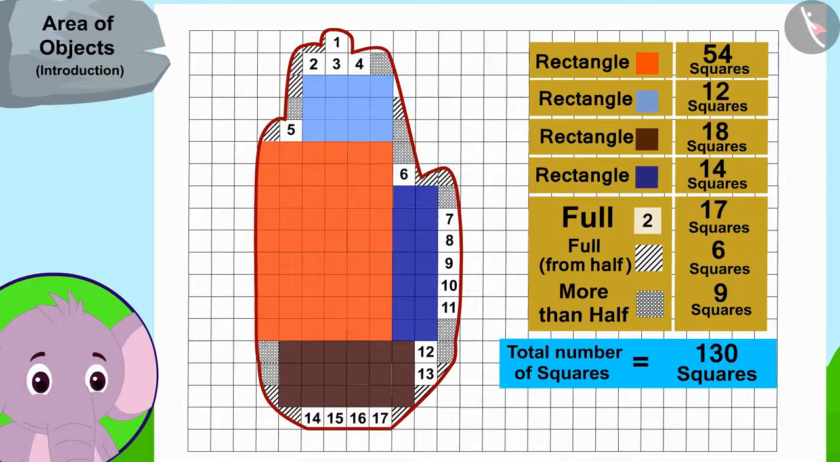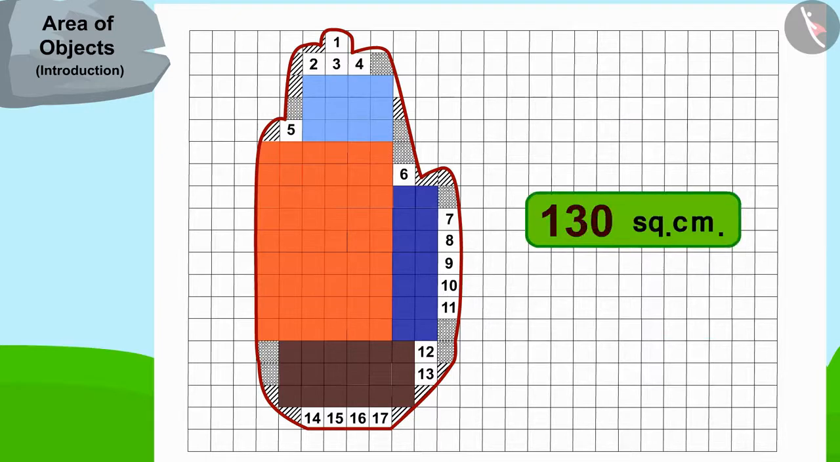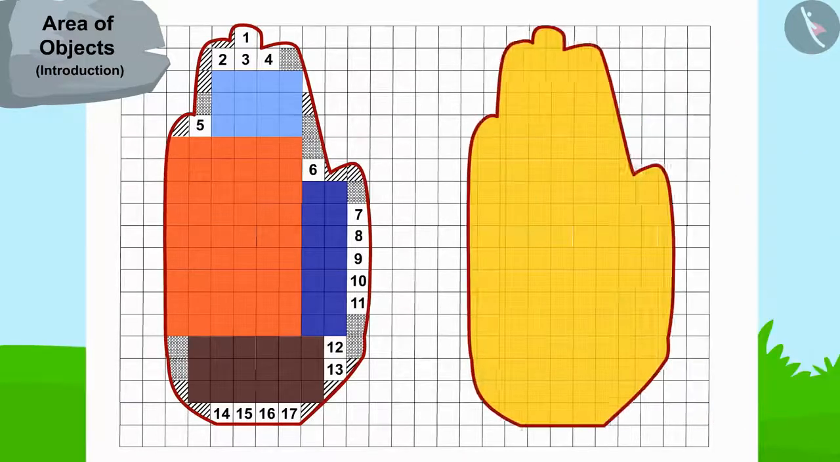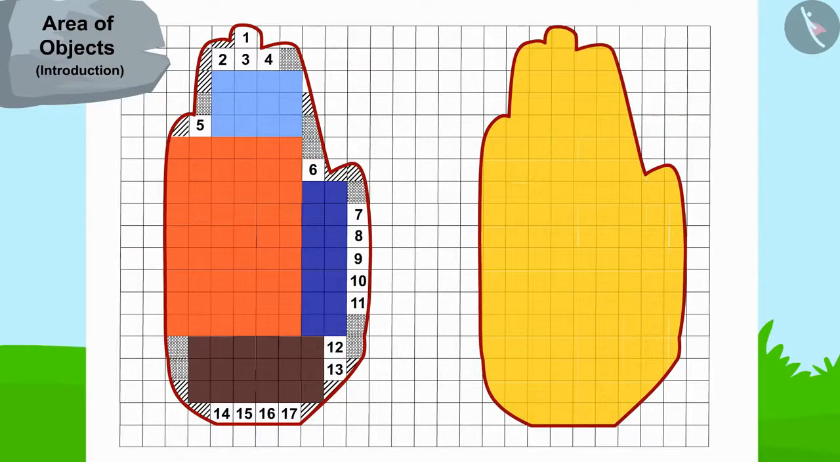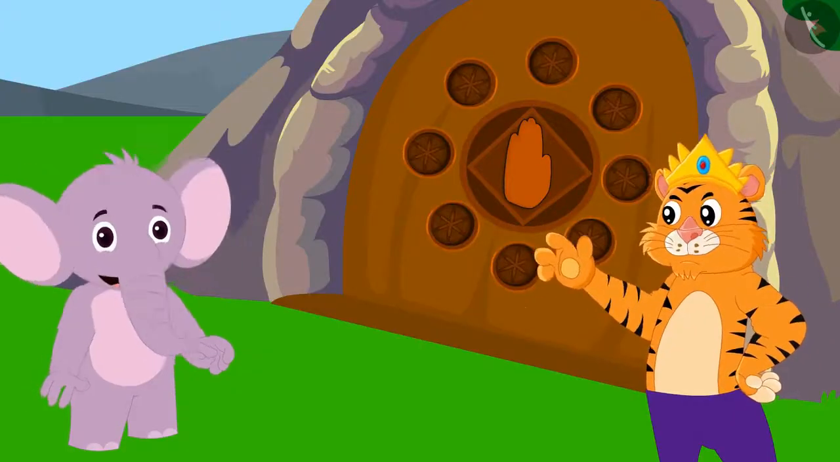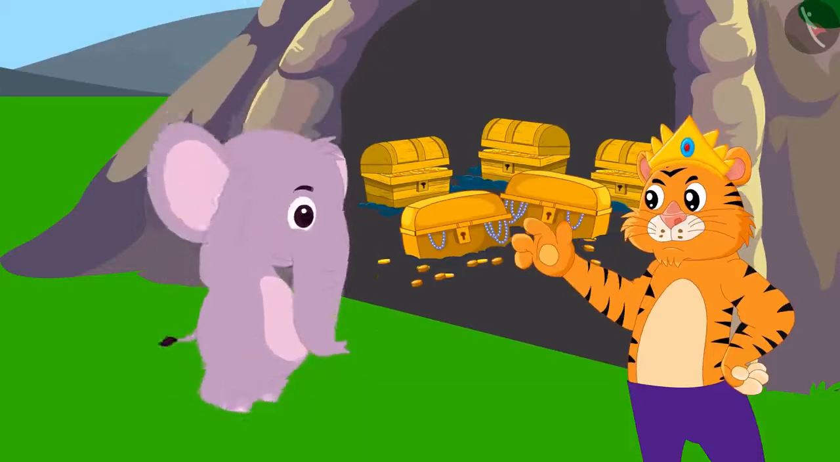The area of Appu's hand impression is 130 square centimeters. Appu's hand impression matched the impression on the cave door. The king opened the door with Appu's help and gave him half of the treasure in return.